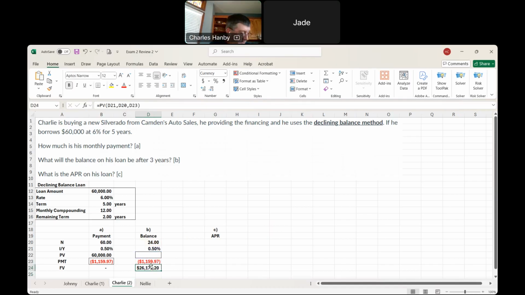Oh, did it in the wrong cell here. Let me start over here. Okay, equals PV. Now I'll go up here. Now rate, comma, number of periods, comma, and then payment. And then $26,172 is the balance after 3 years.